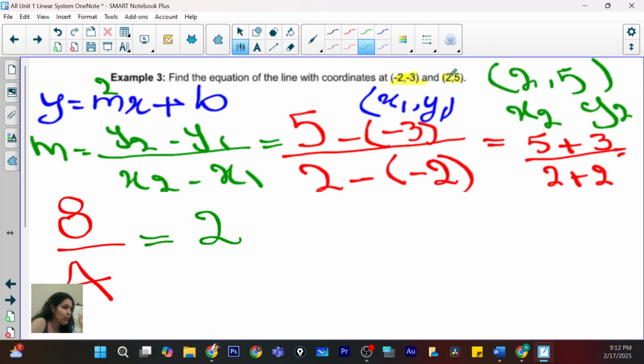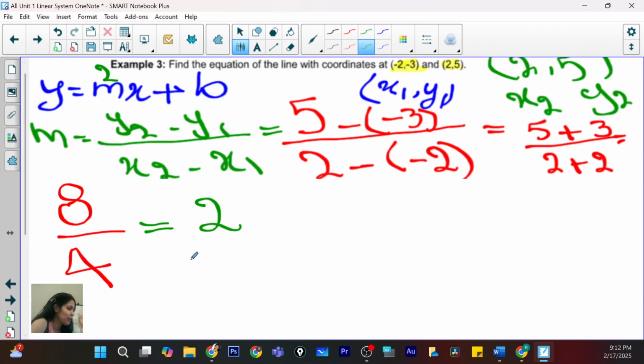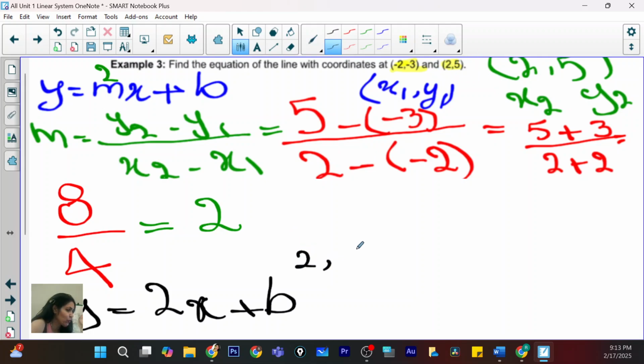Doesn't matter which one, but usually go with the one with less negative, so we make less mistakes. So the equation of the line so far is y equal to 2x plus b, and I am going to plug 2 and 5. I'm going to plug 2, 5 into the equation.